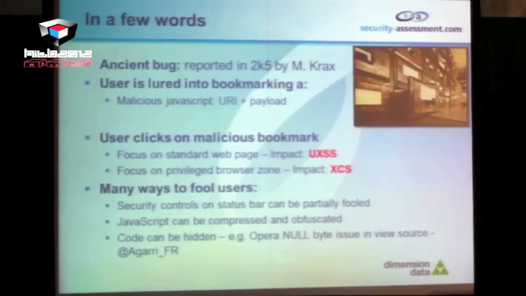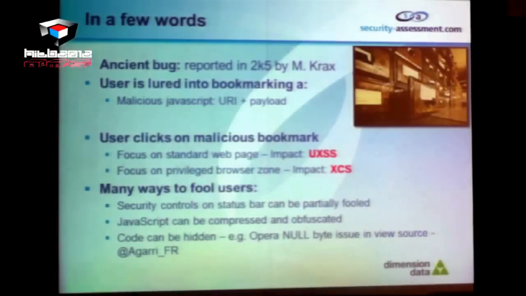So let's say a user bookmarks a malicious bookmark. What happens? That's interesting. We might have a universal cross-site scripting. Let's say the user is on Gmail and then clicks on the malicious bookmark. What happens is that you might have JavaScript running in the context of Gmail. That's the impact of this problem.